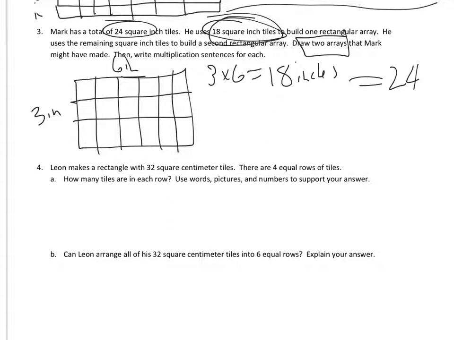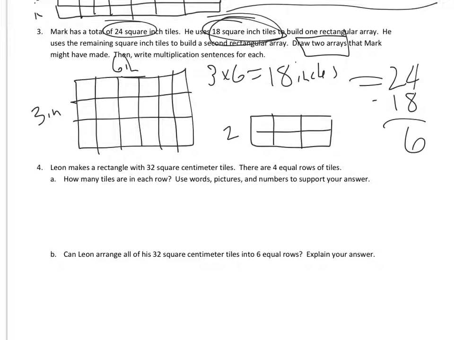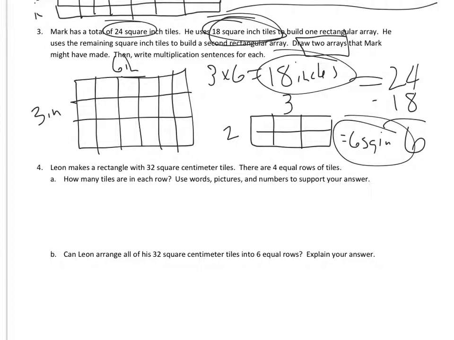And that leaves me with, if I know that 24 minus 18 is 6, so that gives me 6 more tiles I need to make a different array. And I could just go 2 and 3, because 2 times 3, I used all 6, so this one equals 6 square inches. So that's what I would be looking for, something like this, 18 square inches and 6 square inches.